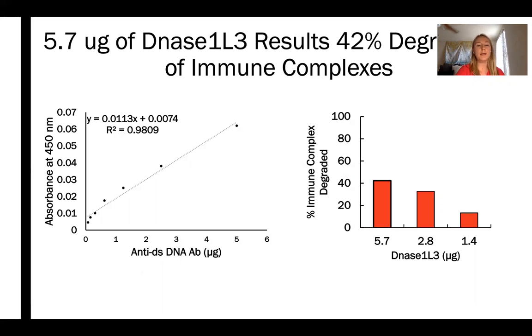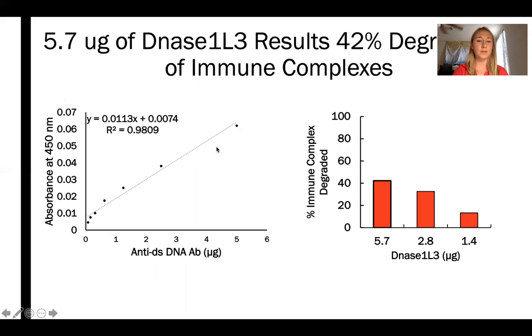And so the graph on the left is the standard curve. And so in the first 2 columns on the plate, we did not add any DNase 103 because we wanted to just form immune complexes and be able to see what those absorbances are. And so we know how much we added of the anti-double-stranded DNA antibody. And so this is going to tell us the relationship between the amount of immune complex and the absorbance.